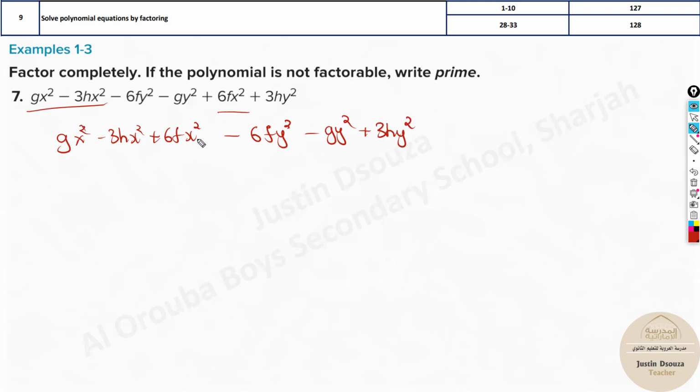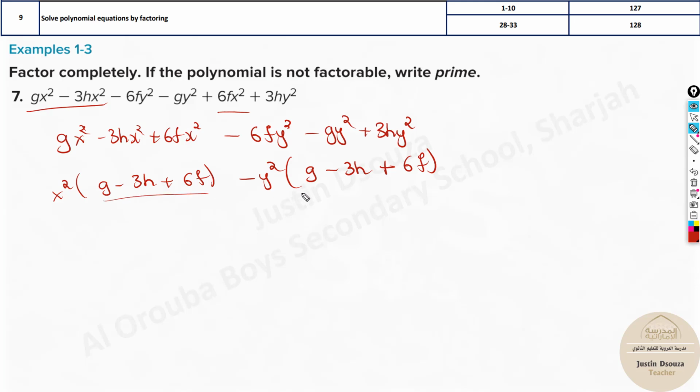Now what happens? Take x squared common out. x squared is removed outside. You're remaining with g minus 3h plus 6f. And over here, I would remove minus y squared out. So you're remaining with, I will write g first because I have GHF, right? It'll be plus g, and it'll be minus 3h because plus becomes minus, and lastly we will have plus 6f.